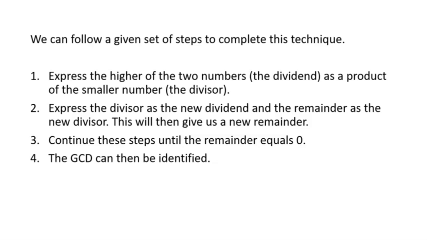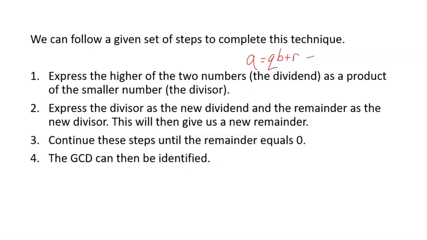What we do is follow this 4-step technique. Firstly, we express the higher of the two numbers, the dividend, as a product of the smaller number, the divisor. Taking the format from the division algorithm, we set it into the format A = QB + R. So A is equal to the quotient Q times the divisor plus some sort of remainder. What we then do is take that divisor and express it as the new dividend, and then that remainder becomes the new divisor.